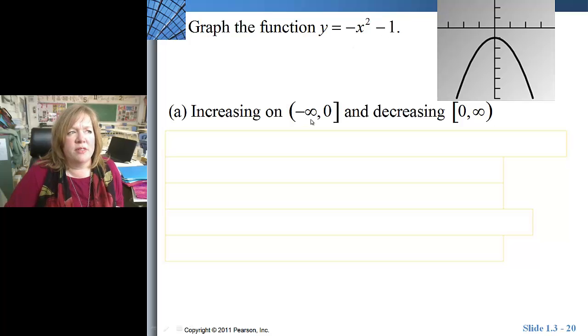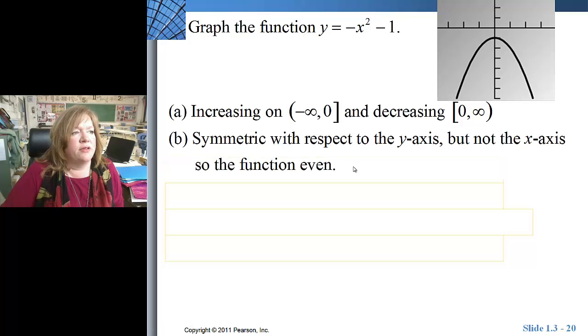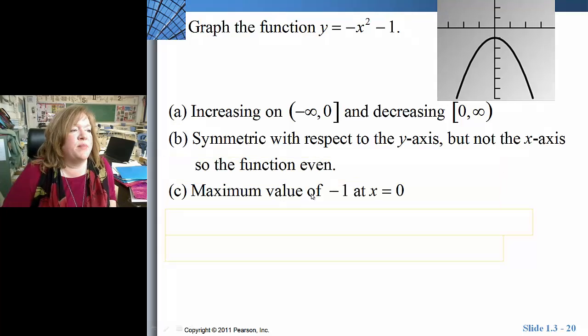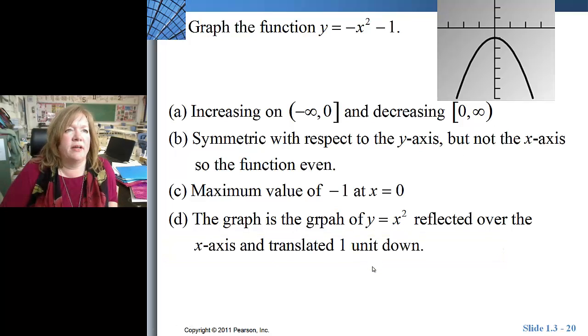So remember, this is the interval on your x values. It's symmetric with respect to the y-axis but not the x-axis, so the function is even. It also has a maximum value of negative 1 at x equals 0 because that's the top of the hill. The graph is the graph of y equals x squared reflected over the x-axis and translated 1 down. So x squared is its mother, and it's moved around a little bit.